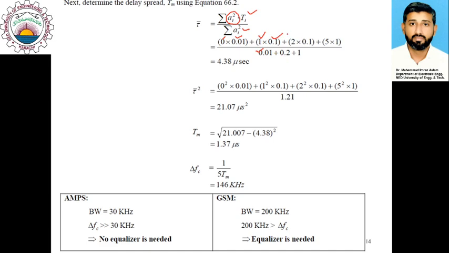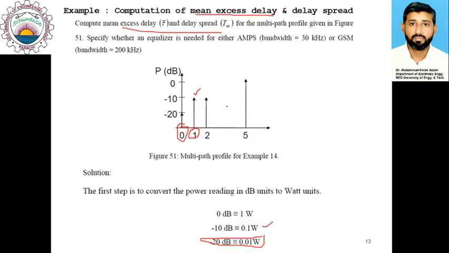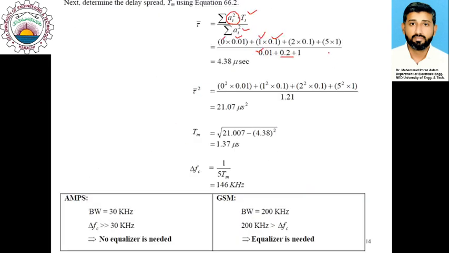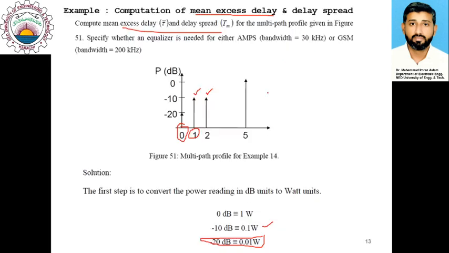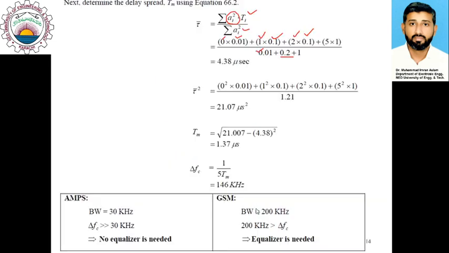and because we have two such values here, in the denominator it's mentioned it's 0.2. Similarly for the third sample the mean delay is 2 and the received power is again 0.1, so 2 into 0.1. Similarly for the next one the delay is 5 and the received power is 0 dB, which is 1 watt. So this will be represented as 5 into 1, and in the denominator we have the sum of all the powers. And if we simplify this, we will see that the average mean delay is only 4.38 microseconds.